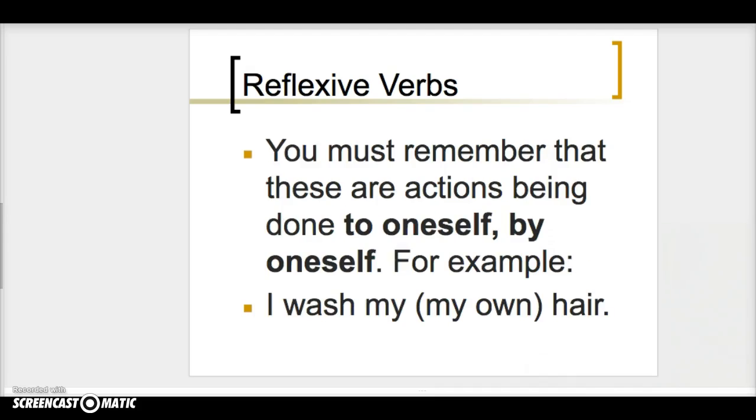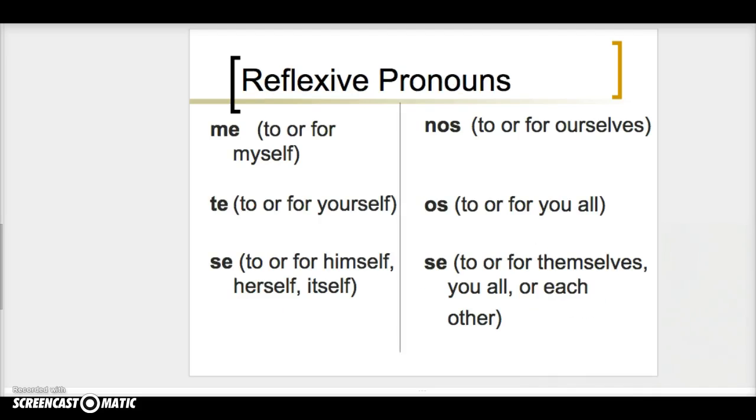Again, these are actions that are being done to oneself or by oneself. I wash my hair. Another way we would think about this, especially in Spanish, is I wash my own hair. I'm doing this to myself, and therefore we're going to need these reflexive pronouns: me, te, se, nos, os, or se. And notice with the English, me means to or for myself. I'm doing this to myself, or I'm doing this for myself, depending on what the verb may be.